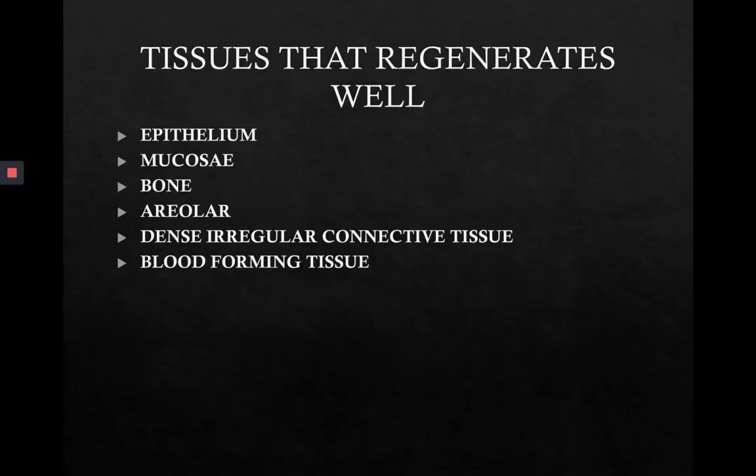So let's talk about tissues that regenerate well versus those that don't. These are the ones that regenerate very well: epithelium, mucosae, which is basically wet epithelium, bone, areolar connective tissue, dense irregular connective tissue, and blood-forming tissue. So pretty much all the tissues with a great blood supply are the ones that regenerate well.